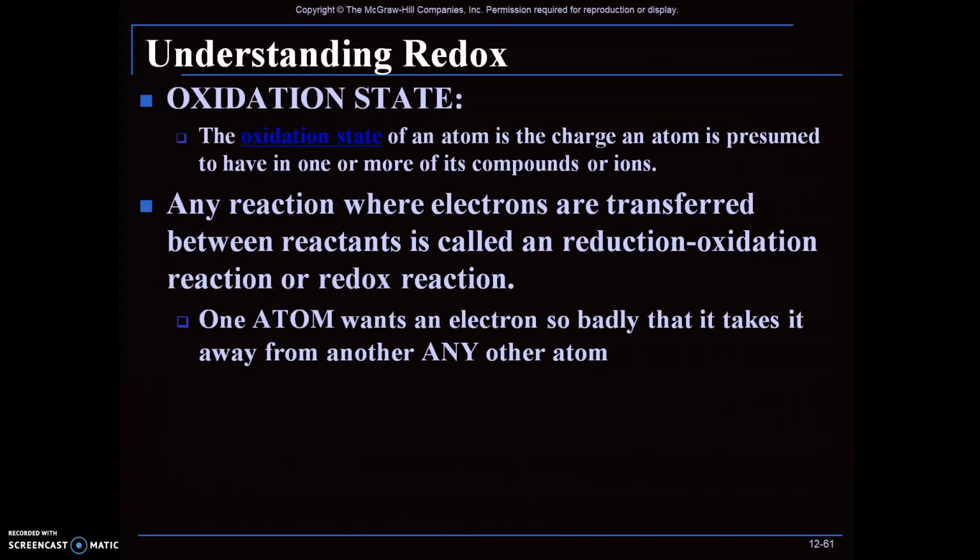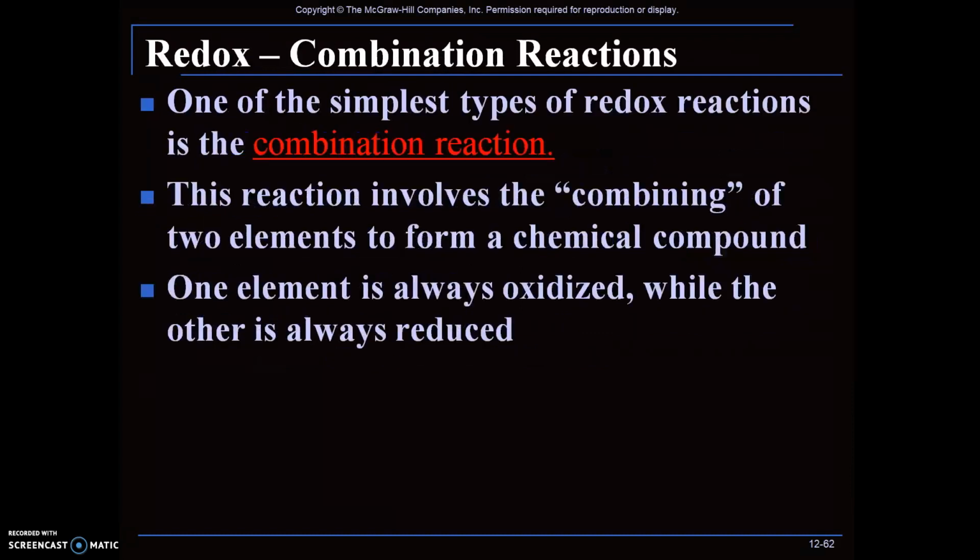One atom wants an electron so badly that it takes it away from any other atom. So, as I already explained, if you have two things trying to mix together, then one of them is looking for electrons, the other one is trying to lose electrons. So they combine together and make a redox reaction.